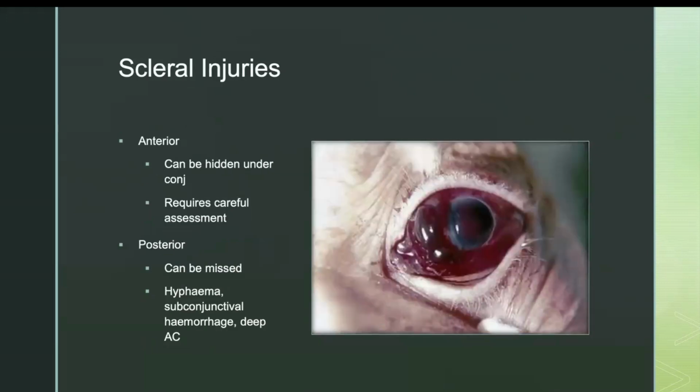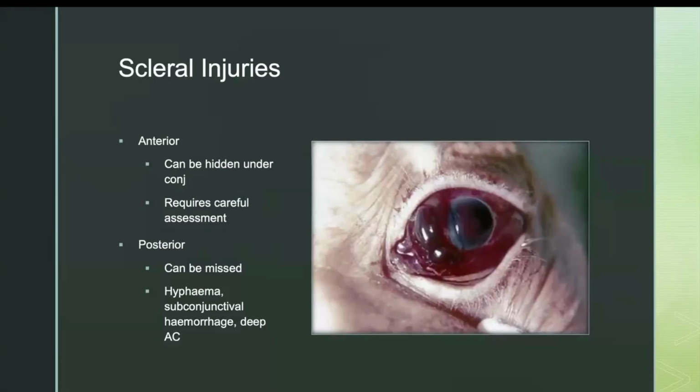With scleral injuries, these can obviously either be the anterior sclera or the posterior sclera. With the anterior sclera, they're going to be hidden under the conjunctiva, but there'll be certain clues. So there'll be this bulging that you can see in this picture here, which suggests there might be a prolapse of the choroid or the uvea underneath. And you do need to be very careful when you're assessing these. You don't want to be exerting any extra pressure.